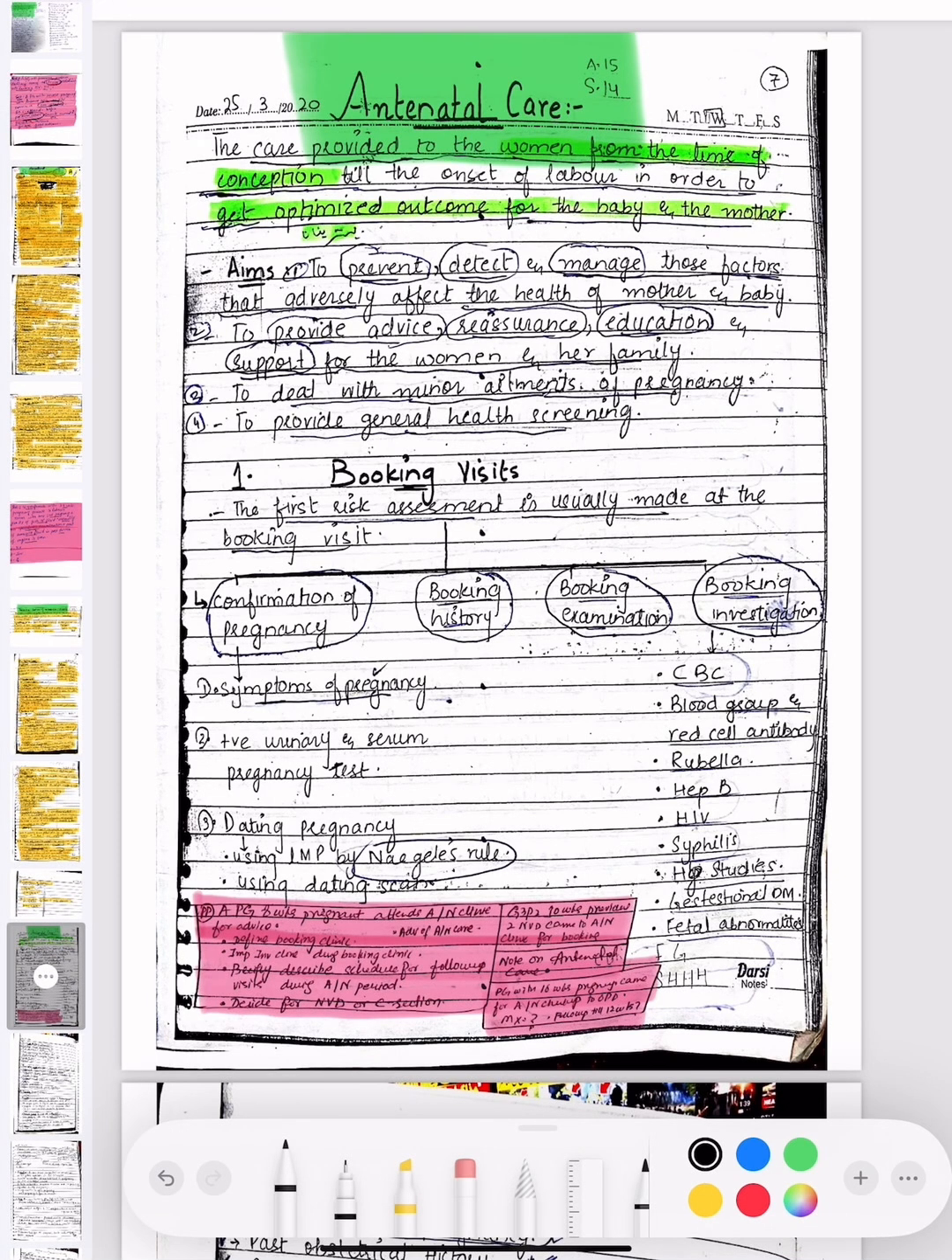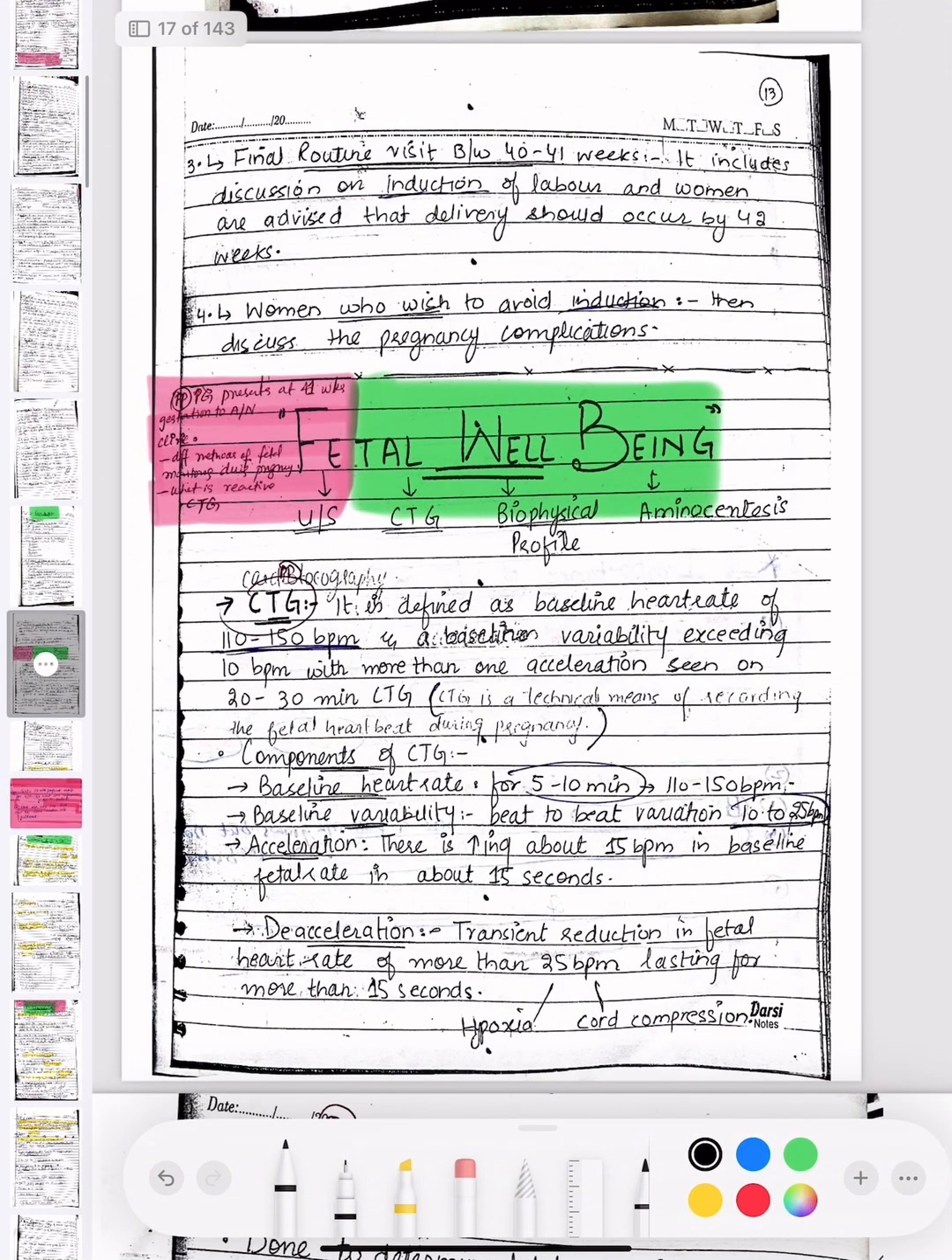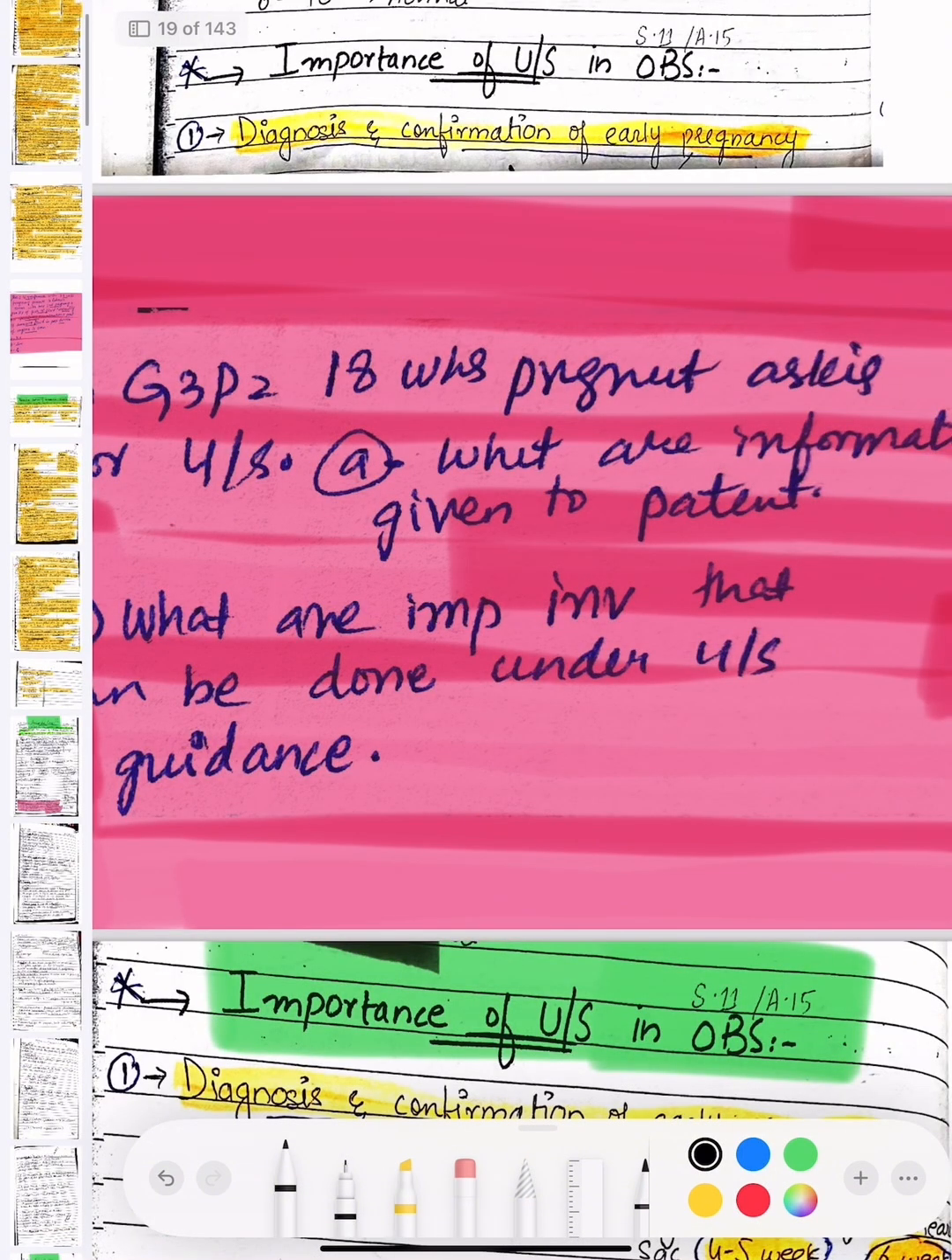So we have started the preparation for the obstetrics subject and we have discussed our first two topics, that is preterm labor and premature rupture of membrane. In this video we will be discussing antenatal care, the follow-up visits and fetal well-being. So let's start today's video.